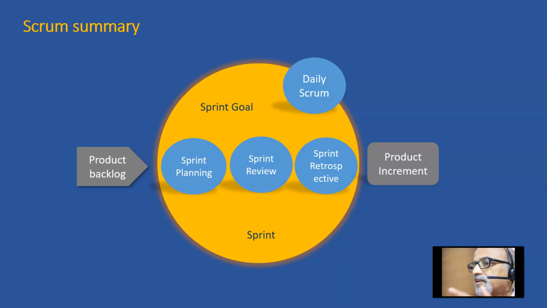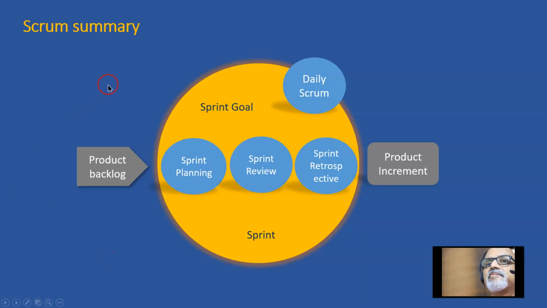sprinting, sprint review, sprint retrospectives, and the daily stand-up or the daily Scrum. Then we discussed the artifacts within Scrum, that is the product backlog, sprint backlog, and the increment. Then we said the product backlogs are driven by the product goals, sprint backlogs are driven by the sprint goals, and the product increment is driven by the definition of done.